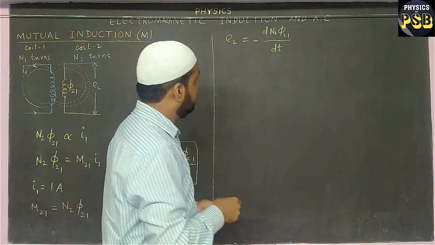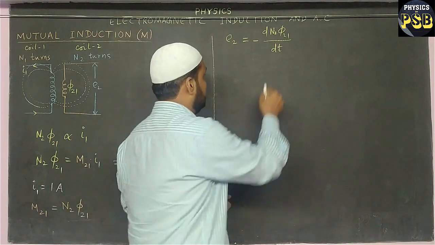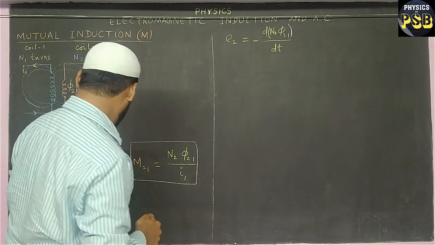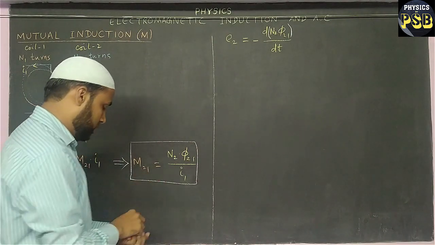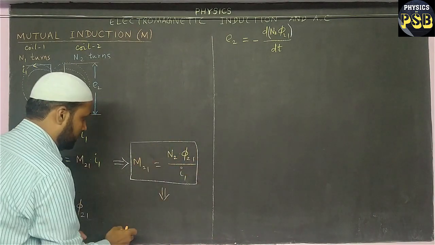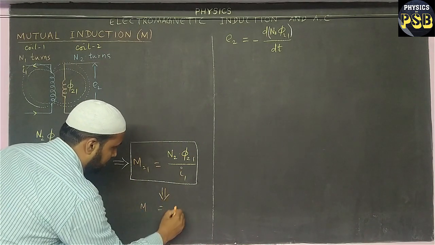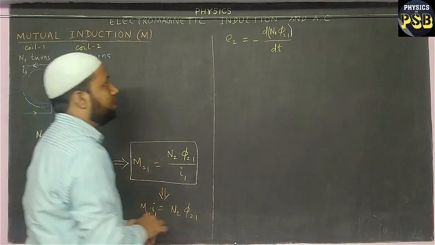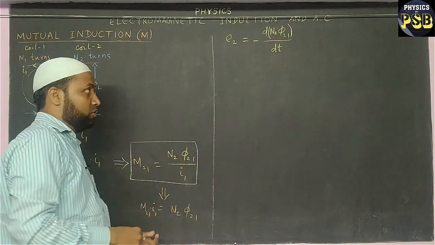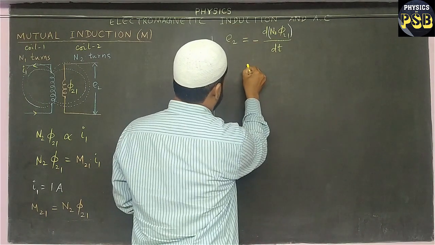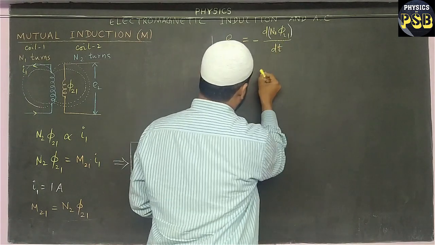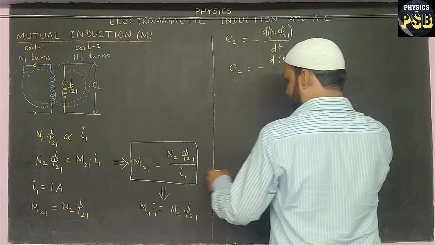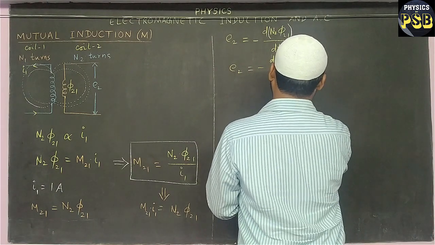Now let's go ahead. Here, this term N2 phi 2 1, from this equation, N2 phi 2 1 will be equal to M21 into I1. So in the place of N2 phi 2 1, I write this value. It's E2 equals, in the place of this, I write its value, which is nothing but minus d of M21 I1 divided by dt.